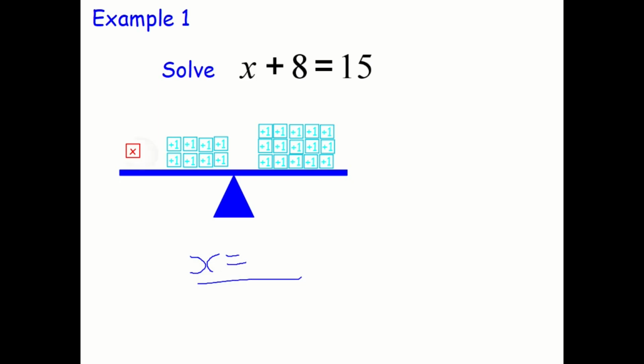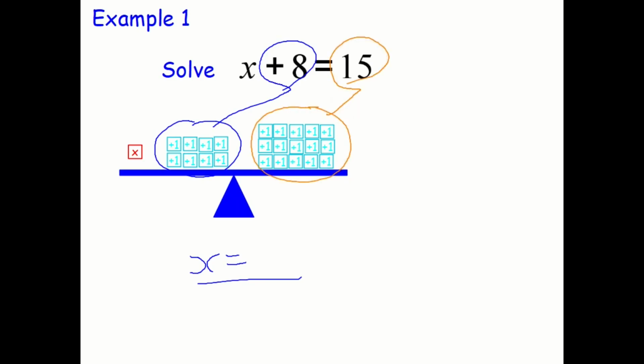Or as you can see on my scale here, I'm trying to get the value of this x here on its own. Well, what's getting in the way of that? All these little plus ones here are getting in the way of that. Okay, but all those plus ones there represent that plus 8 there. And all these obviously represent the 15 here.